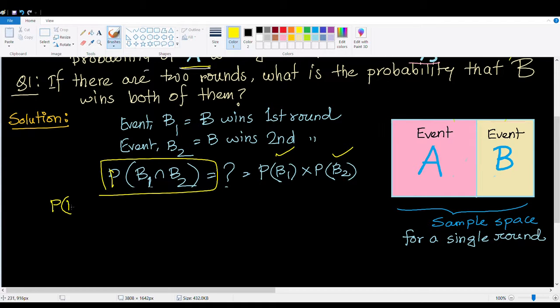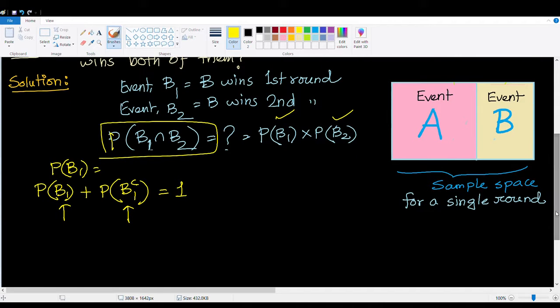So let's start with P of B1, which means the probability of B winning the first round. From a corollary that we derived after axiom 3 in our previous lecture, we can say that probability of B winning the first round plus probability of B not winning, i.e. losing the first round, equals 1. Probability of some event happening plus probability of that event not happening equals 1. This was stated in a corollary in your previous lecture. If you don't remember it, just go back to that lecture and watch this segment carefully.